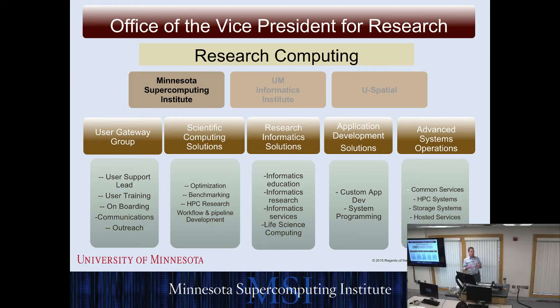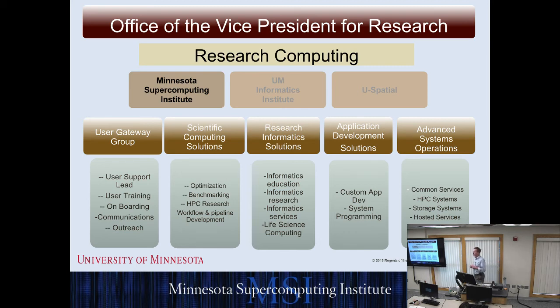There is now, just within the last couple of years, an organization called Research Computing. Research Computing not only houses the Minnesota Supercomputing Institute, but also the University of Minnesota Informatics Institute, which is a relatively new organization, and U-Spatial, which has been around for quite a while and provides, as the name implies, spatial data sets, as well as the expertise to know how to use them. So these are other resources under Research Computing that if you want to know something about, we'd be happy to tell you how you can interact with these other organizations.